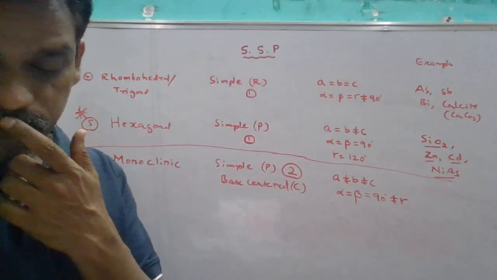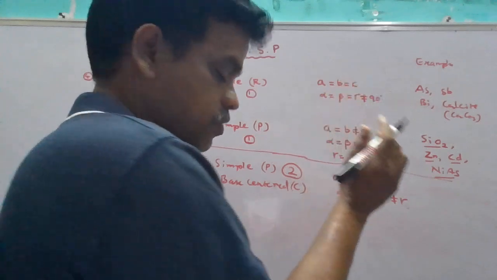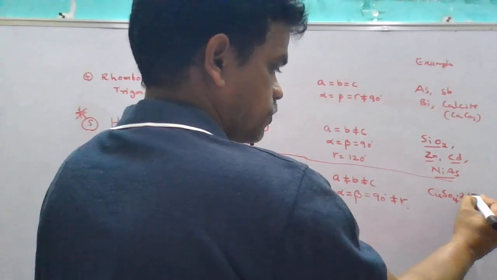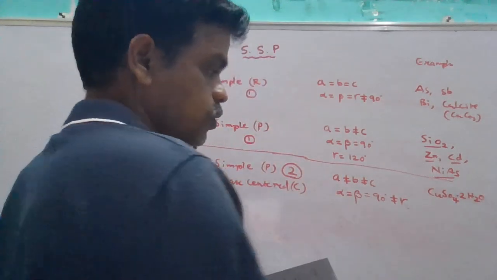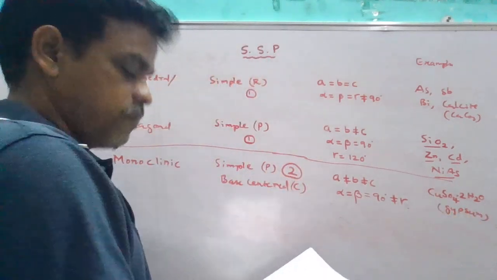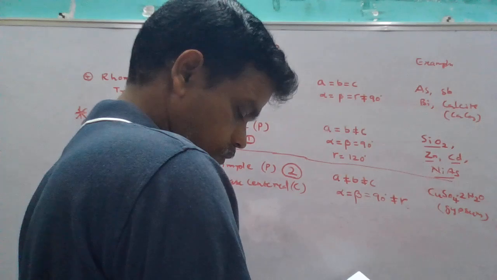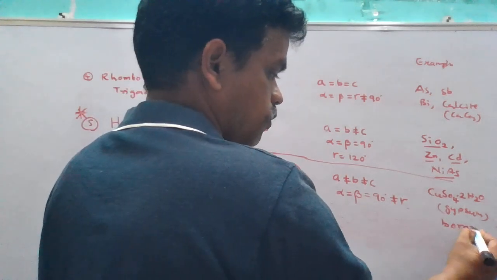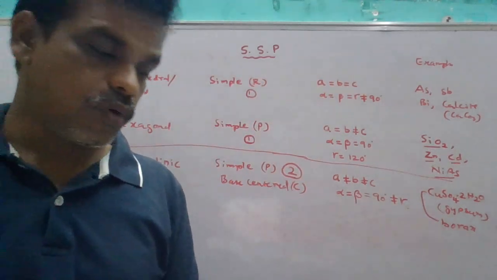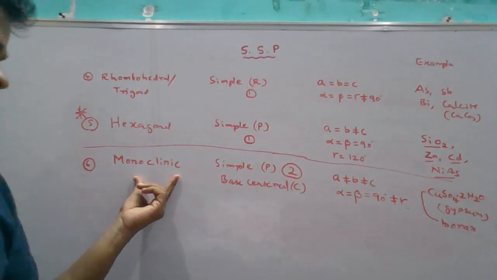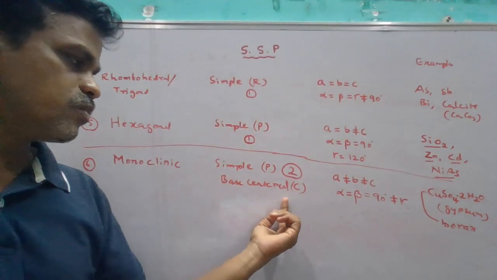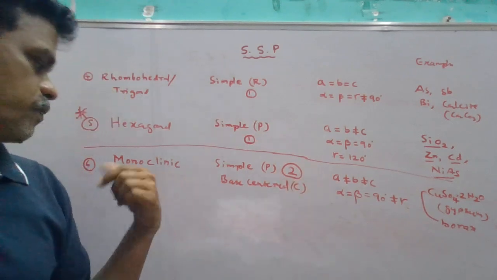So what about examples? For the monoclinic system: copper sulfate 2H2O, we can call this one gypsum. One more, borax. These two exist in monoclinic system. See, I am discussing monoclinic system. The Bravais lattices for monoclinic system are simple monoclinic and base centered monoclinic. Two Bravais lattices exist for monoclinic system.